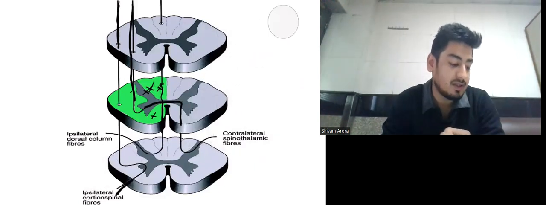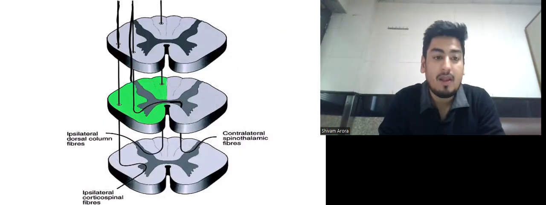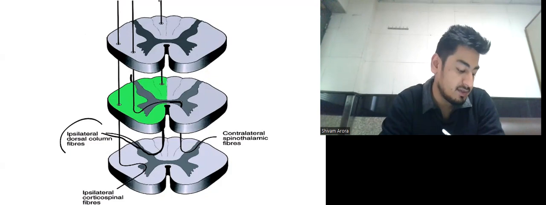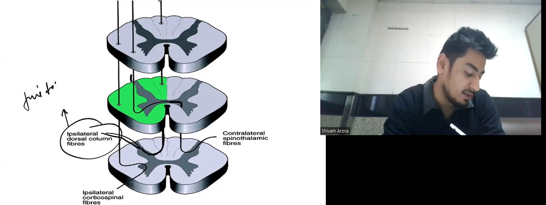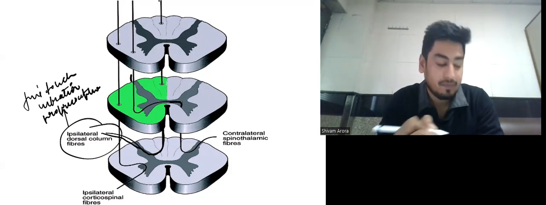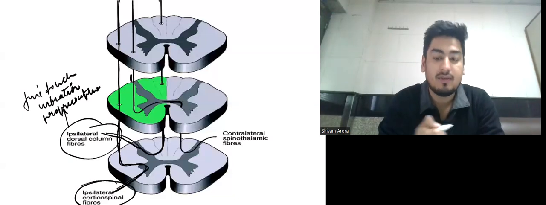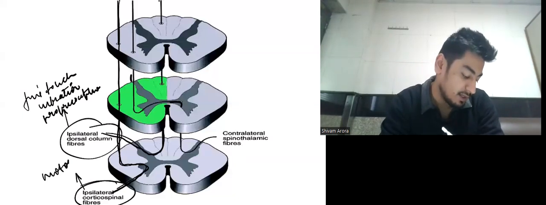First of all, let us discuss three important pathways. One pathway is this pathway, which is going posteriorly and on the same side, and this is the dorsal column pathway. This pathway carries fine touch, vibration, proprioception. Then we have this pathway which is coming from upward and downward on the same side, and this is the corticospinal fibers which carry motor fibers.